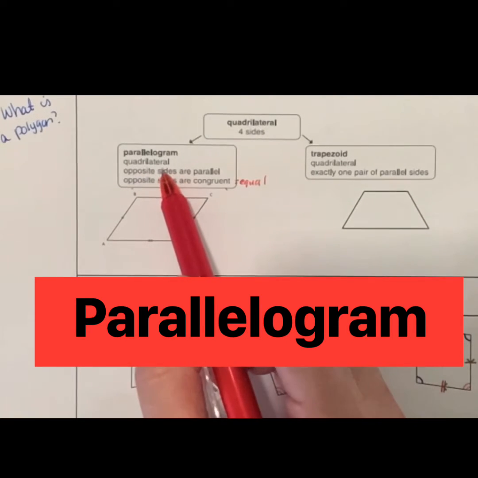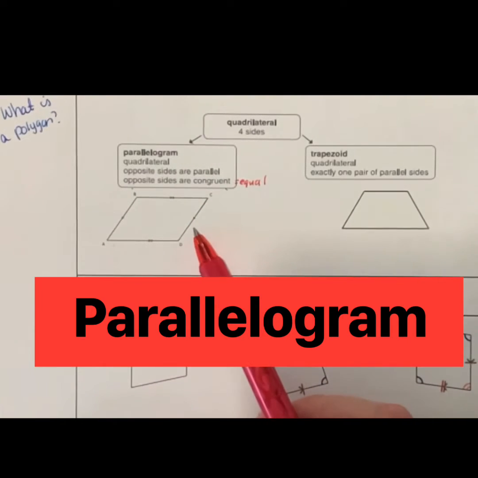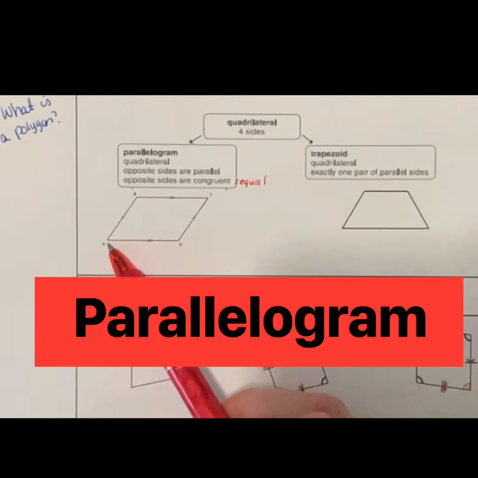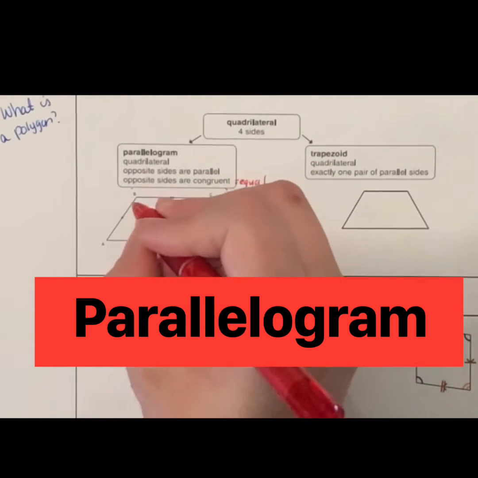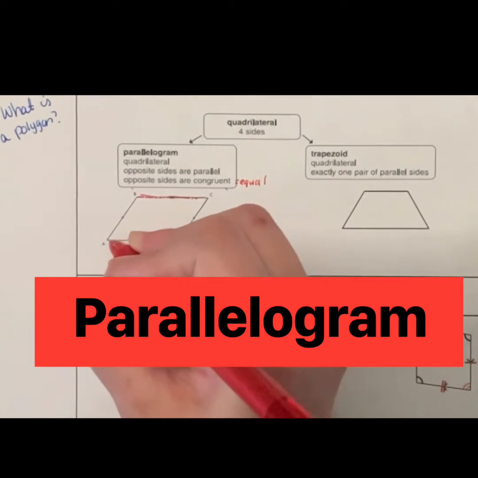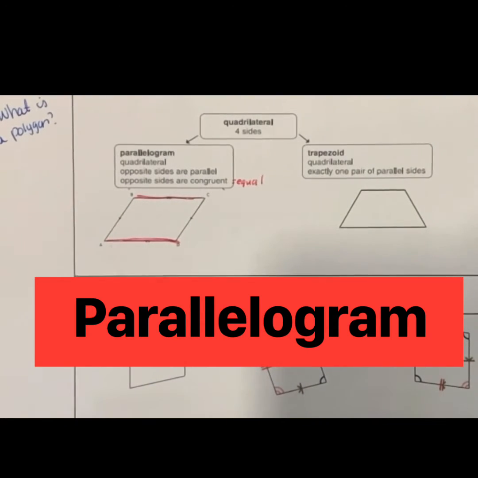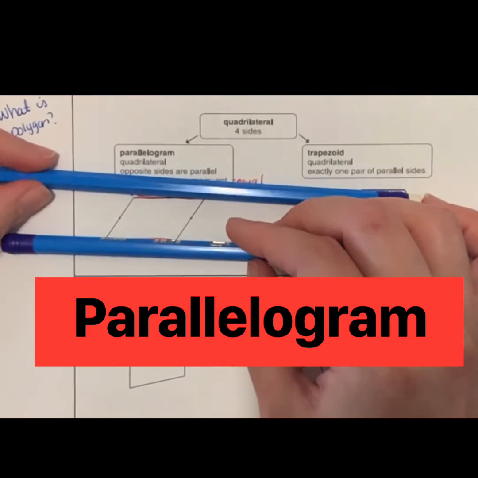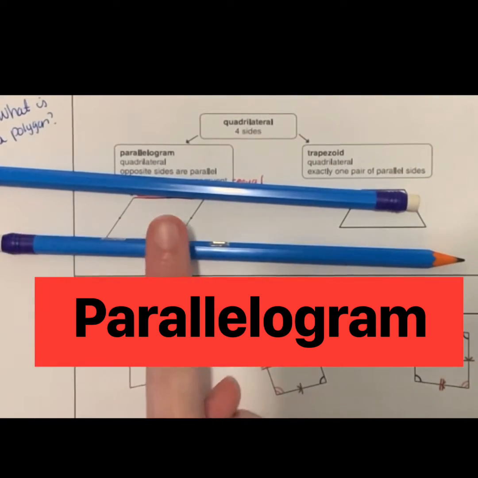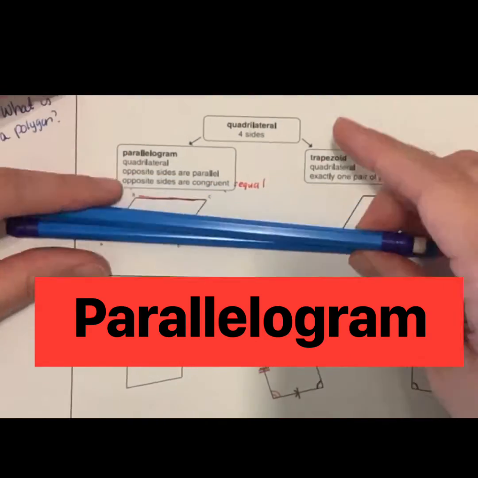Is this a quadrilateral? Does it have 4 sides? 1, 2, 3, 4. Yes. Does it have 4 angles? 1, 2, 3, 4. Yes. Okay. Are opposite sides parallel? Does that mean that this side right here and this side, are they parallel lines, meaning they will never touch? So if I grab these 2 pencils, these lines will never touch. They're parallel. They're going to go straight, straight, straight, and they're never going to touch or cross.